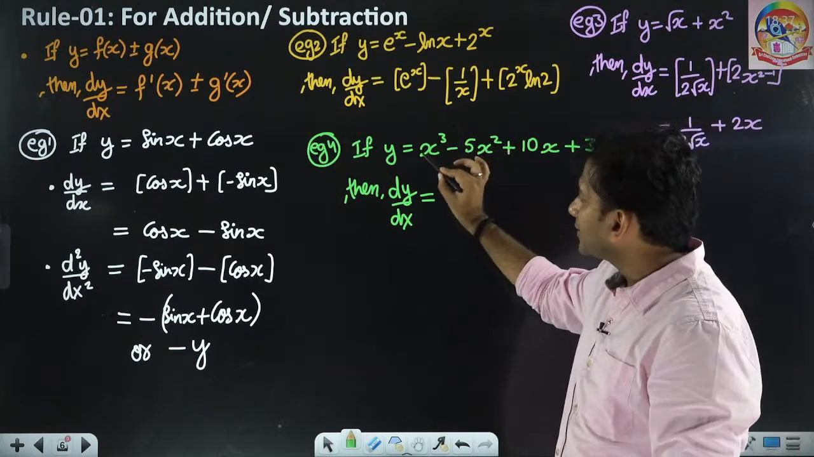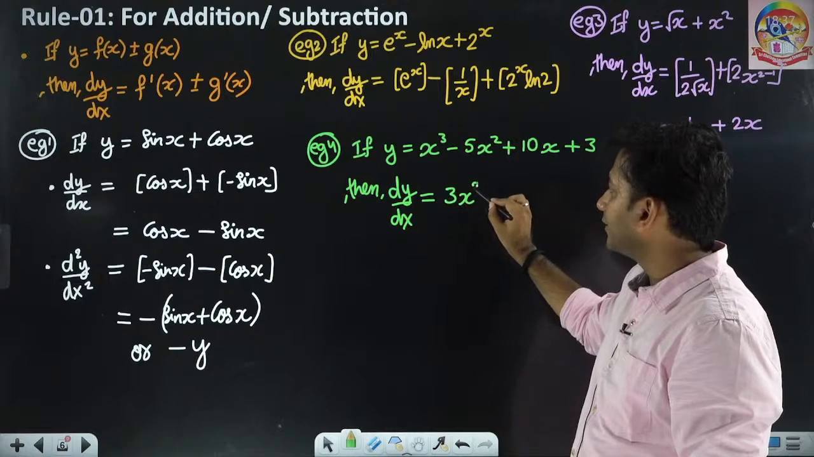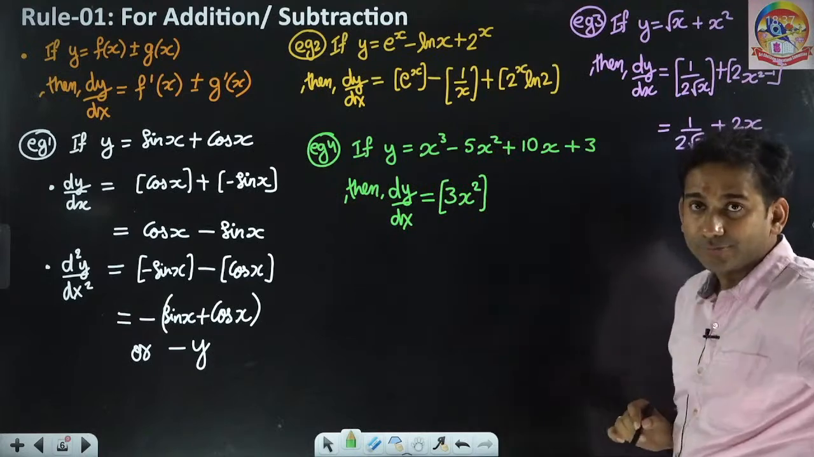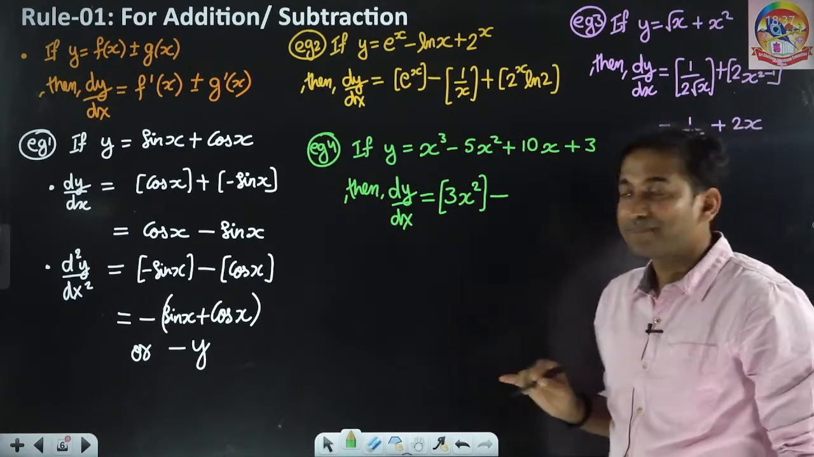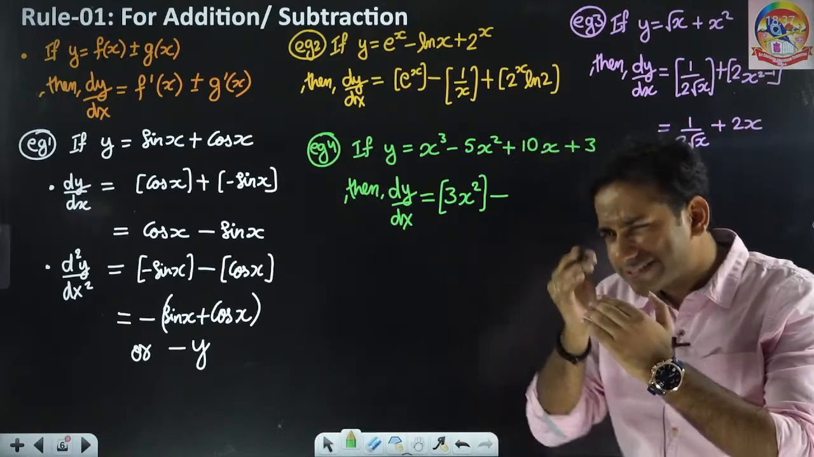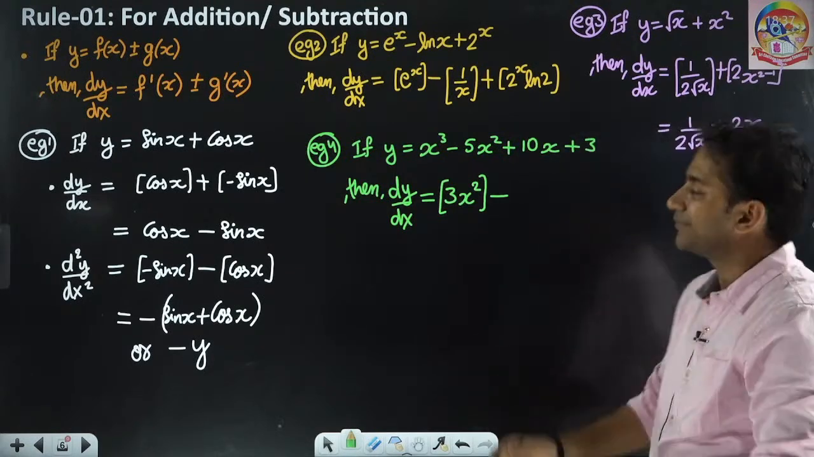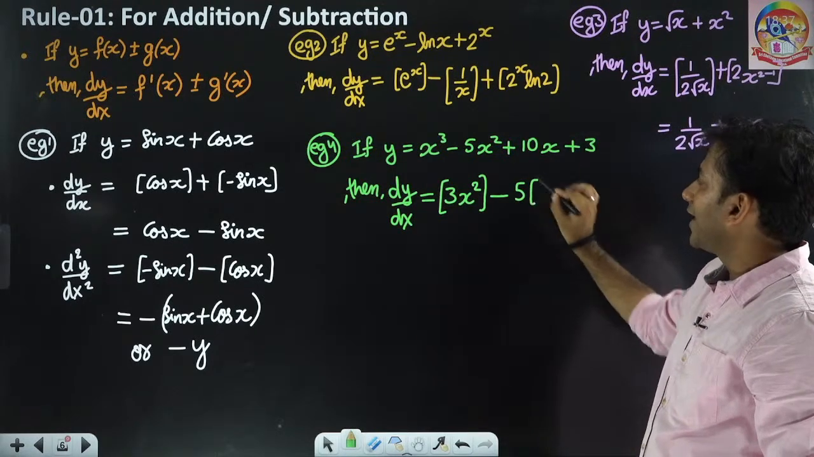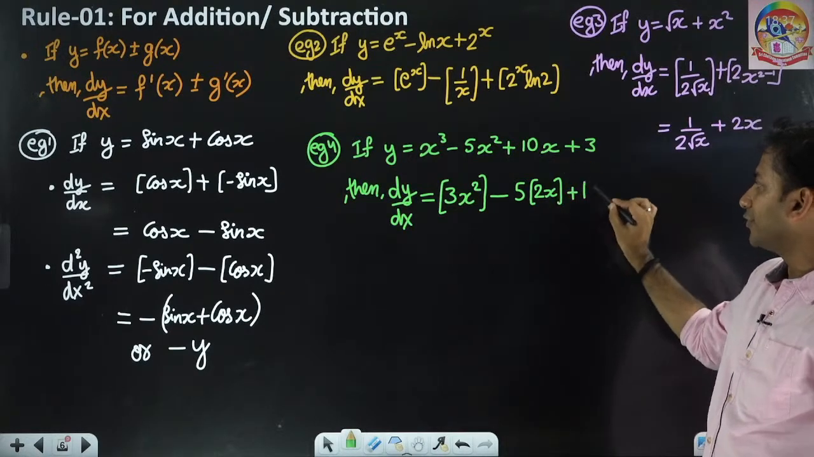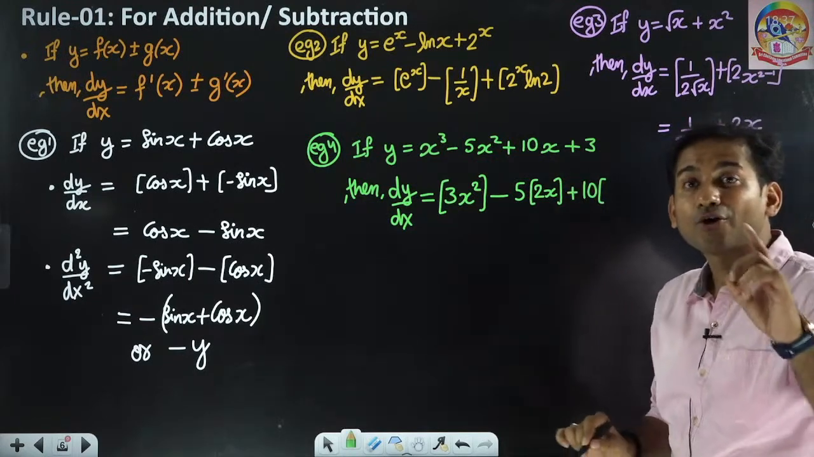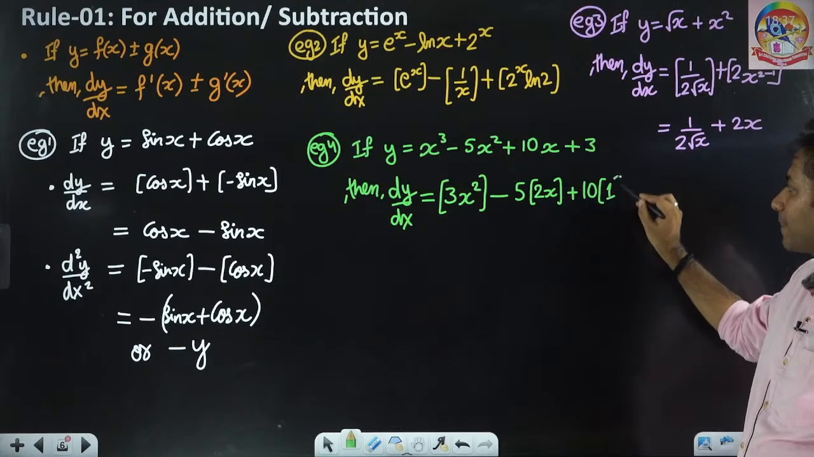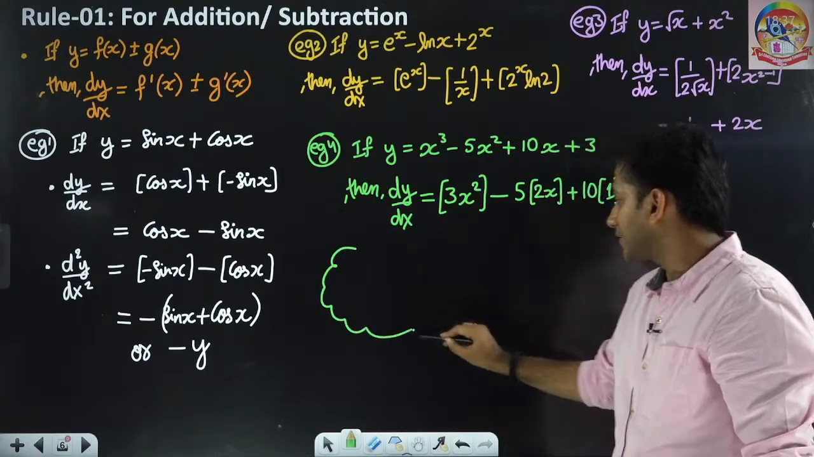see, power has to be multiplied, actual power has to be reduced. 3x square. Minus as it is, this 5 is acting as a coefficient. Coefficients simply slip out of differentiation and integration. So this 5 will slip out and x square derivative is 2x. Plus this 10 will also slip out because it is a coefficient, and x derivative with respect to x is 1. I repeat, x derivative with respect to x is 1.